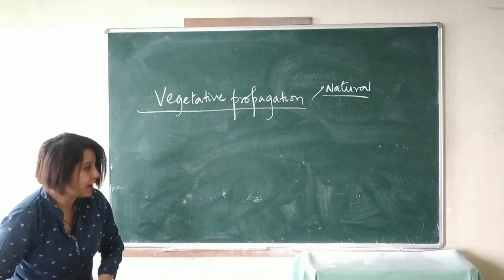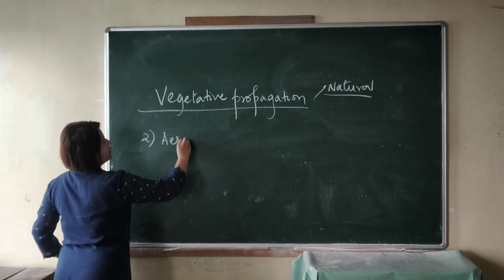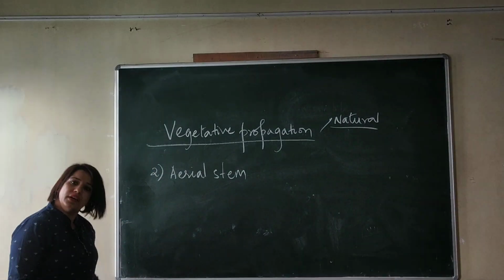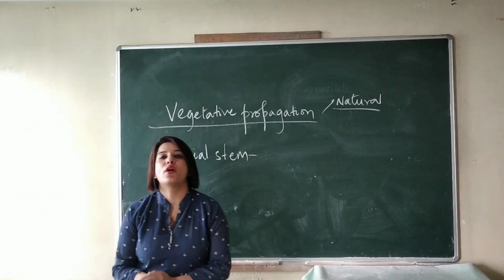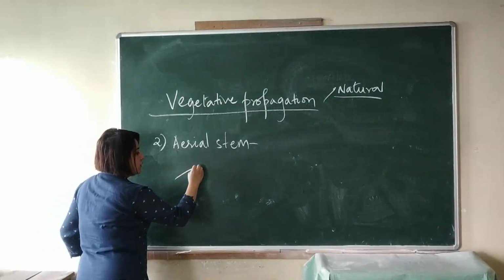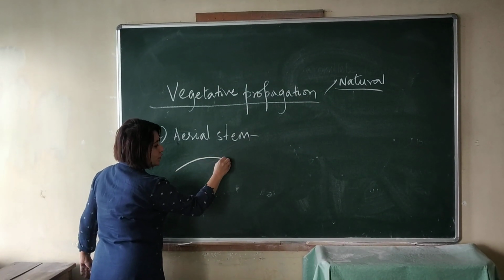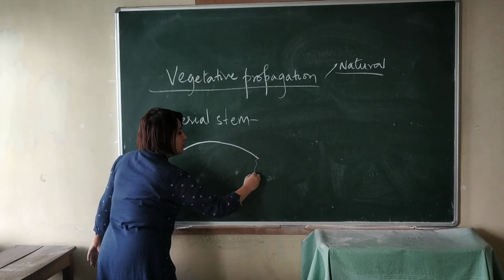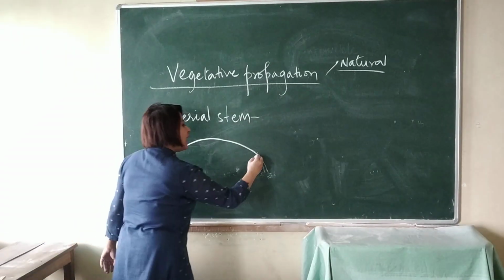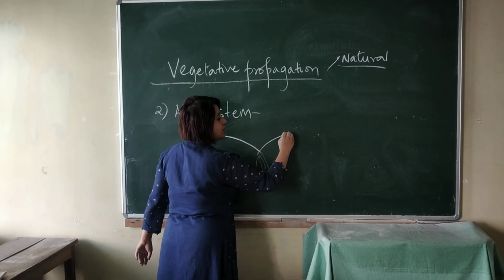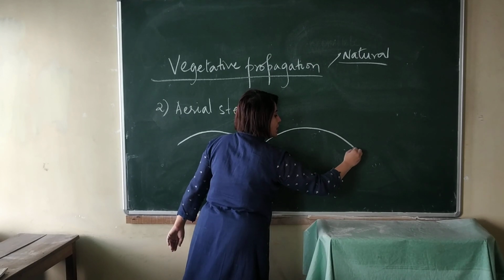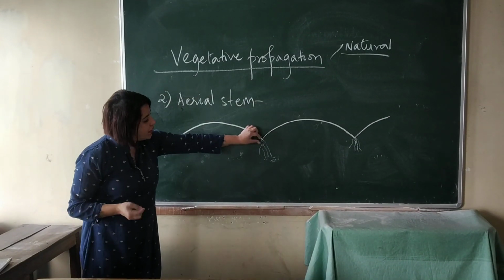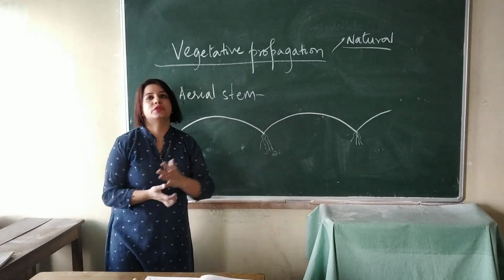The next method is by aerial stem. Just now we did underground stem, that means under the ground. Now aerial, that means above the ground. In some plants like strawberry, suppose this is the stem, it grows for a certain distance and it touches the ground. At the part where it touches the ground, after a few days, roots start developing and a new plant grows from here. This again grows for a certain distance, touches the ground, roots develop, and another new plant starts growing. If you break this off and plant it somewhere else, it will produce a new plant.